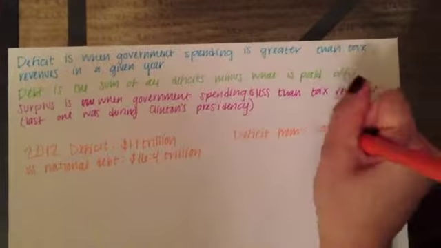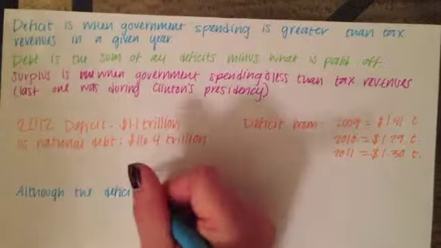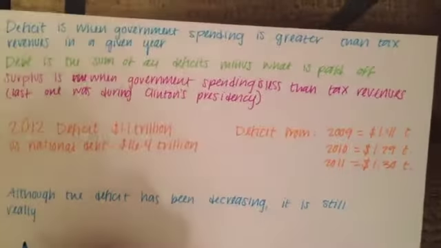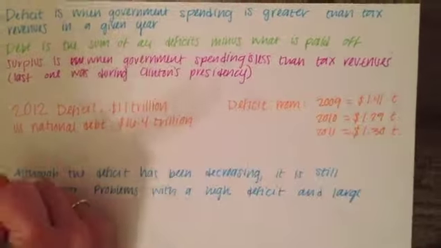Deficit from 2009 is $1.41 trillion, and in 2011 is $1.3 trillion. Although the deficit has been decreasing, it is still really high. Problems with a high deficit and large national debt include increased interest payments, crowding out, and unwilling lenders.